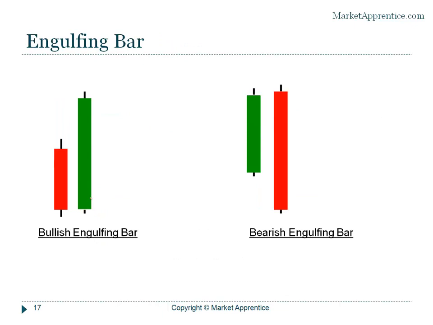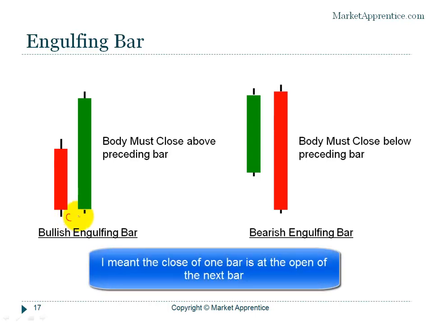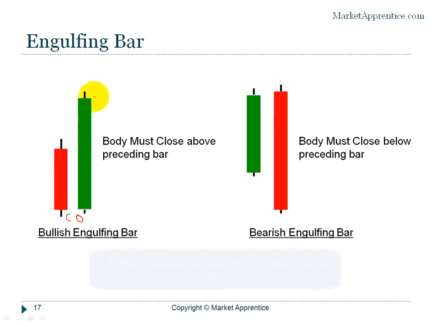Engulfing bar. The bullish and the bearish engulfing bar are one of my favorite bars. To identify an engulfing bar, in a bullish engulfing, the body must cover or close above its preceding bar, because in the forex market, the close is almost immediately at the open. The close of the next bar must be way above this bar here, and the higher the better.